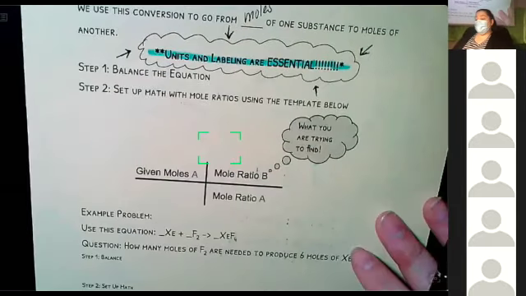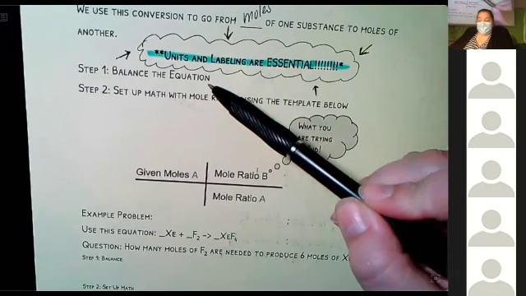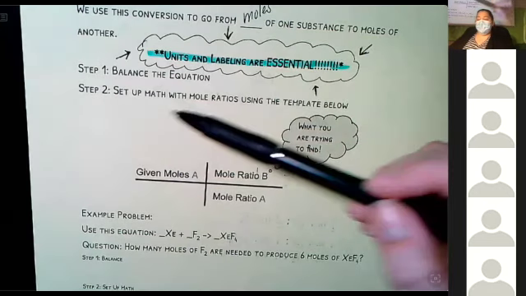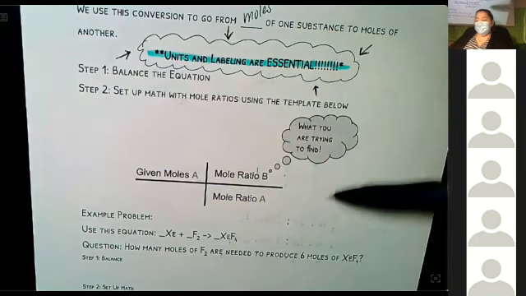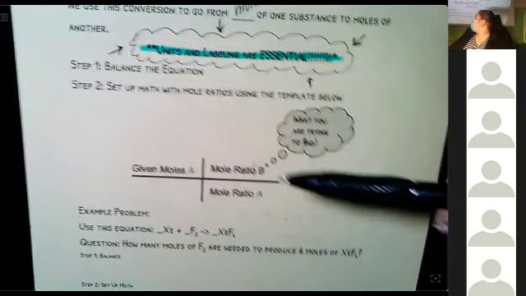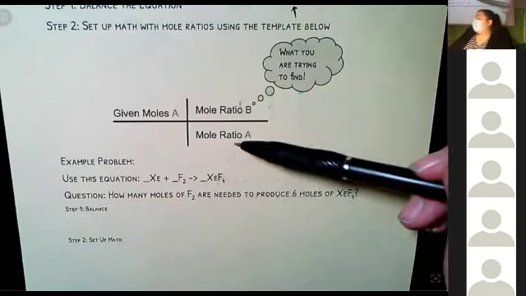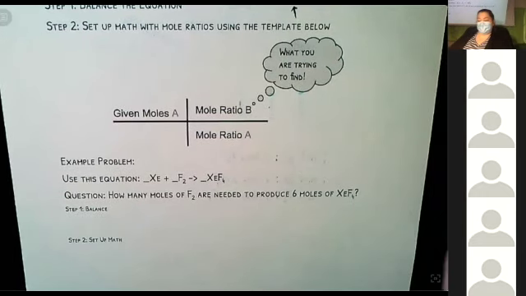Step 1 is make sure that the equation is balanced, and if it's not, balance the equation. Then step 2, you're going to set up the math with mole ratios using the template below. So I gave you a little template here, and here's how this looks.